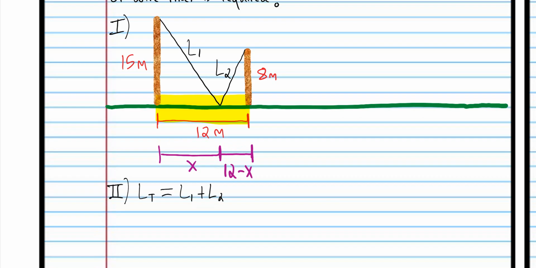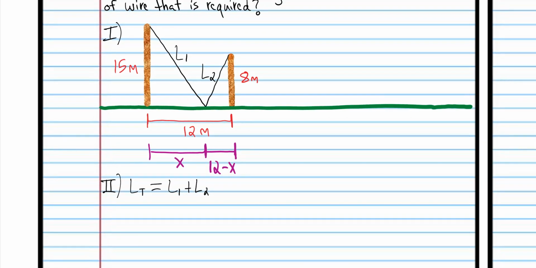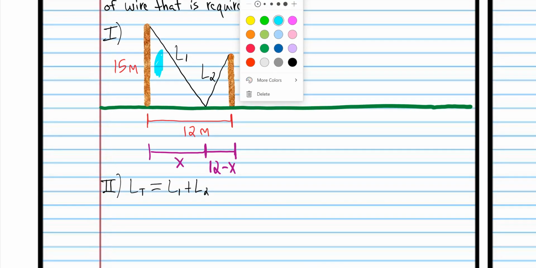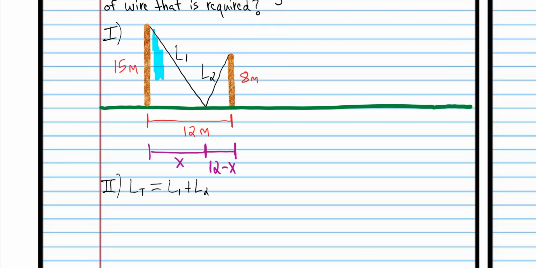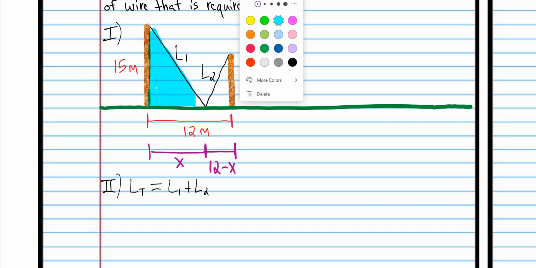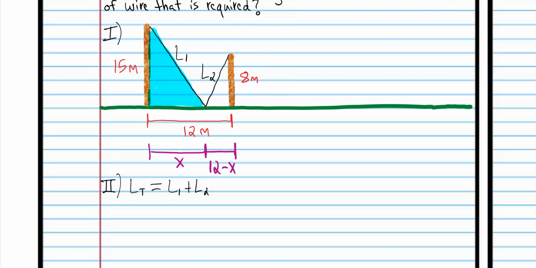Okay, so now I'm going to consider this blue triangle. Notice that that blue triangle is a right triangle because we're assuming that the pole is obviously going straight up. And I'm going to consider this yellow triangle.